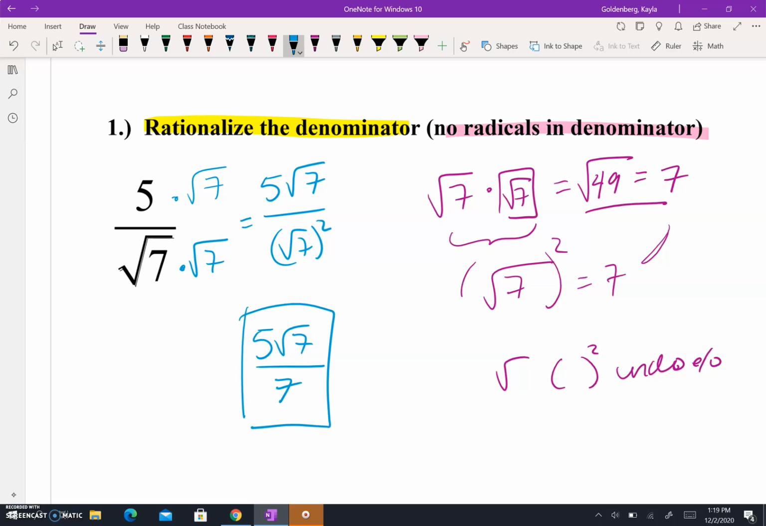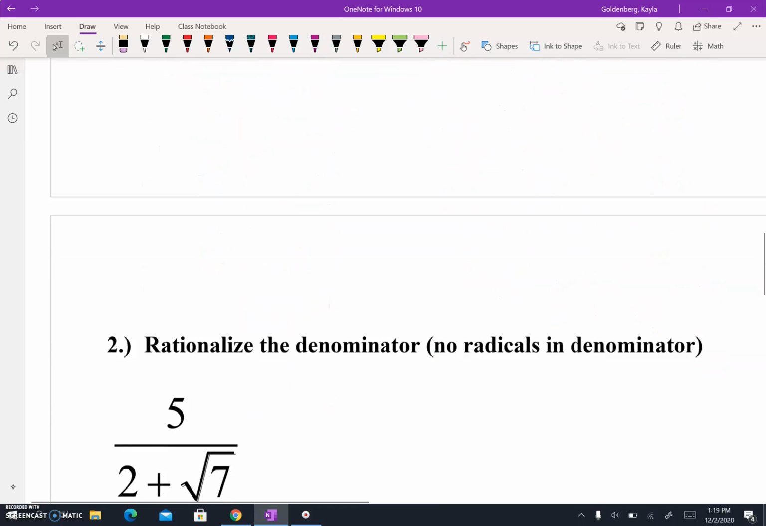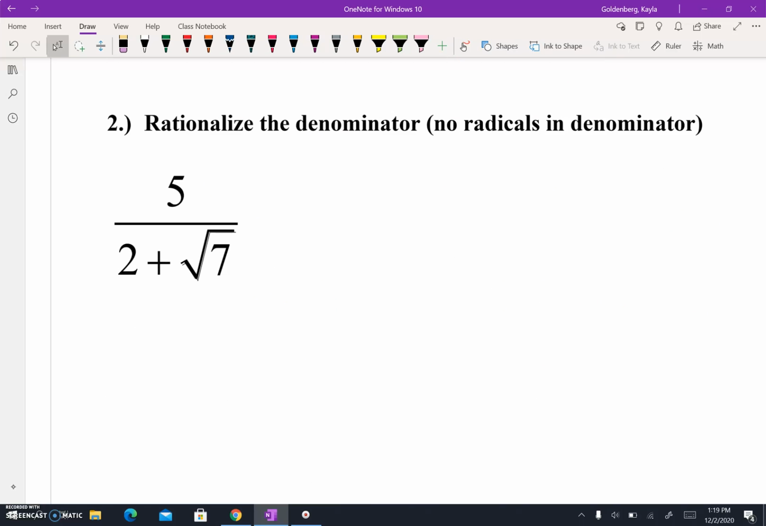The reasoning for why we do this will become a little more clear in your pre-calc course. This concept does come up a lot in simplifying problems. If you're curious, you can also do a quick Google search of what is the value of rationalizing the denominator.